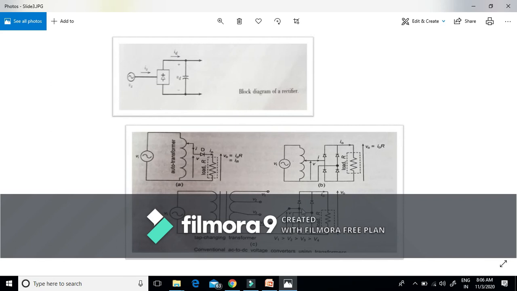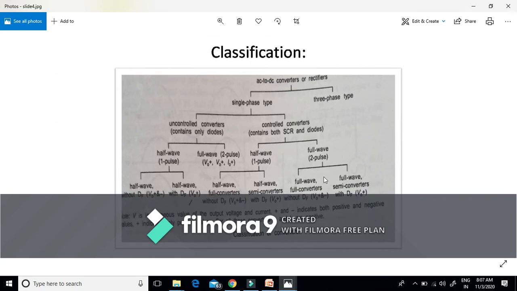Thus, instead of the complete input voltage reaching the load, this switch, or phase control converter, or simply control converter, slices the input voltage and only part of it reaches the load. We are not using a transformer, so losses are less and efficiency is very, very high. Now, this is the classification of converters that is done on the basis of supply.